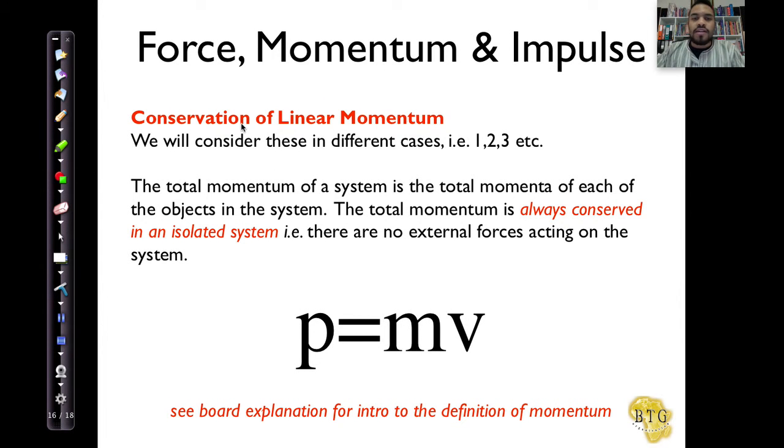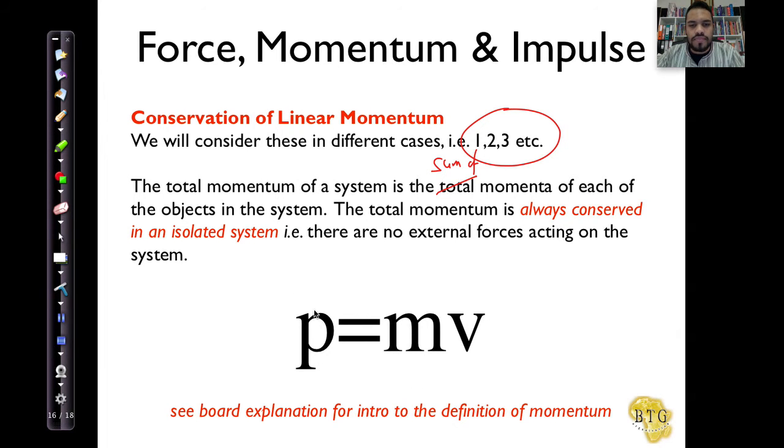Okay, so once we start answering questions, we are going to again consider this in three cases. Now you always know I like to refer to things in cases. We are going to consider momentum in three different cases. And so we say the following: the total momentum of a system is the sum of the momenta of each of the objects in the system. And then finally, when we have an isolated system, we say that the total momentum is always conserved. That is based on the principle of conservation of linear momentum.